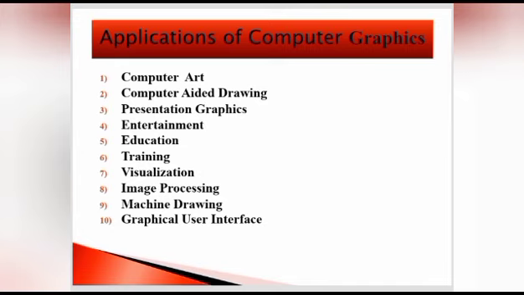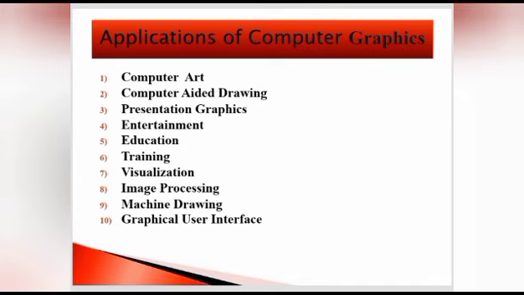Number 5, education. Computer generated models are extremely useful for teaching. Number 6, training. Specialized systems for training like simulators can be used. Number 7, visualization. The need of visualization can be seen in many advanced technologies. Data visualization helps in finding insight of the data.